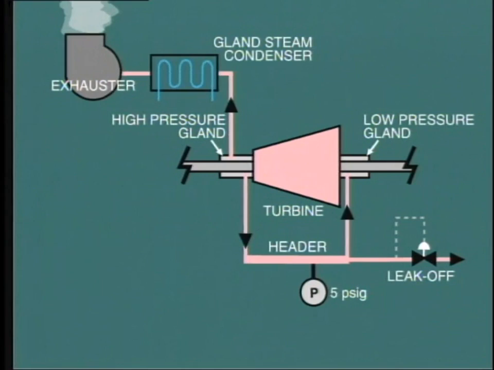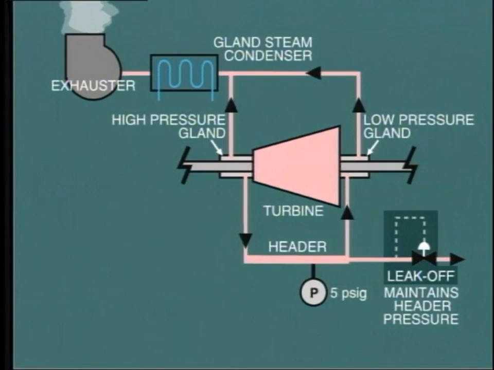Of course, some of the steam will also try to pass along the shaft in the opposite direction to atmosphere. But this is captured by the gland steam exhauster in the same manner as for the high-pressure gland seal. So we can see that leak-off steam from the high-pressure end is useful in providing sealing steam at the low-pressure end. As the load changes, the leak-off valve opening adjusts to maintain the appropriate header pressure.